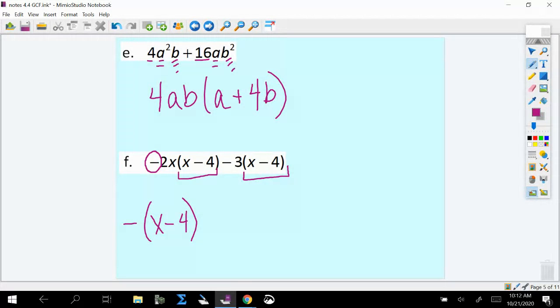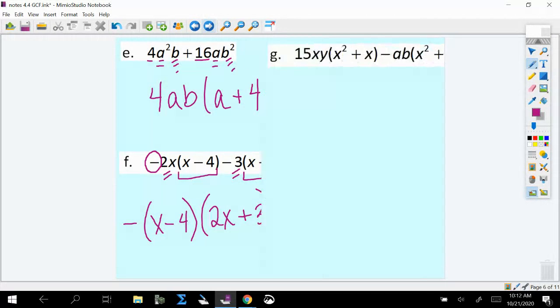I can take out a negative because the first term is negative, and I can take out the entire chunk of x minus 4. When I do that, what I'm left with is the 2x, and I'm left with the 3. I don't have a negative anymore because I pulled that out, so I have a plus 3. That is called chunking factoring, or factoring out a binomial.